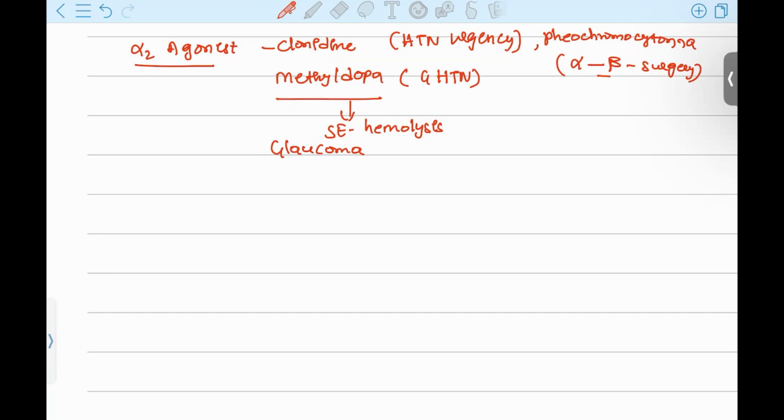And also ritodrine. Ritodrine is for patients who are suffering from severe uterine contractions. We can use this as a drug of choice to decrease the uterine contractions. Like smooth muscle only, it is going to act on.